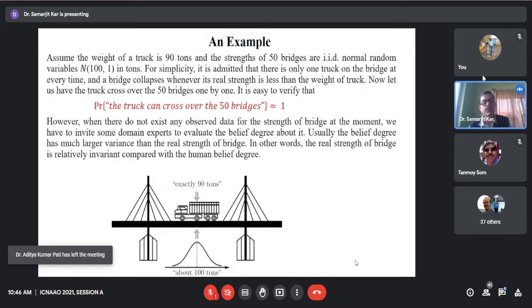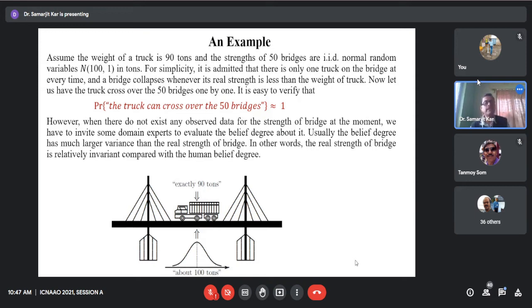In this example, just look: assume that the weight of a truck is 90 tons, and the strengths of 50 bridges are identically distributed random variables, normal random variables having mean 100 and variance 1. If we consider the probability that the truck can cross all 50 bridges, obviously the probability value is near to 1.